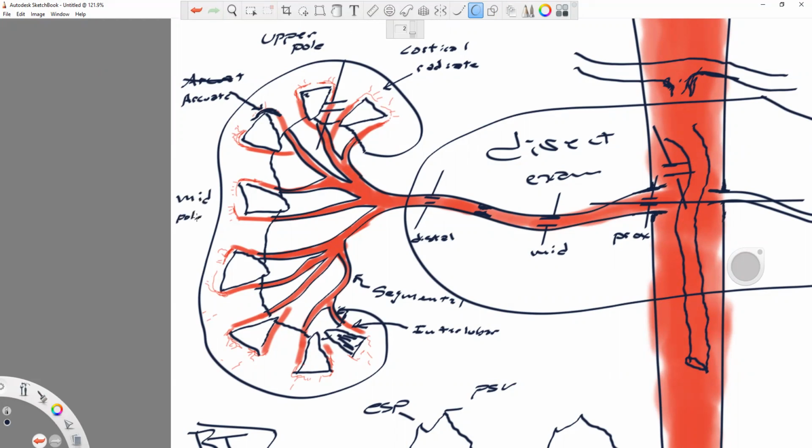Mid pole, which is a bit of a misnomer. How you have a pole in the middle, and then a lower pole. And so that's the vernacular, that's the wording that most people use. Upper, mid, and lower pole. You could say superior, mid, and inferior poles as well. That's the same difference.